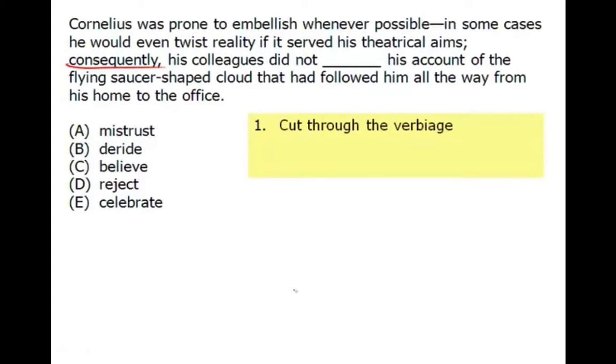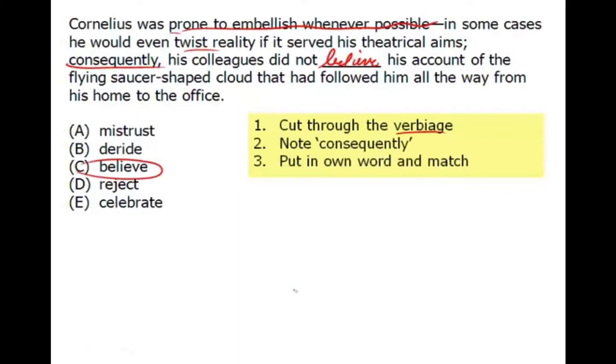So he was basically like to exaggerate. That's all that means. And so I'm getting rid of this. This is my cutting through the verbiage up here. So he would twist reality, and therefore his colleagues did not believe his account. That's all. So he's prone to making stuff up. And just like that, we need a word that means believe. And oh, look, there it is. That easy. We noted the word consequently. We went through, we put in our own word, and we got it that quickly.